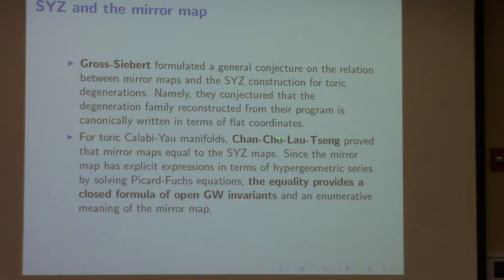This was proved in the case of toric geometry by these four authors: the mirror map equals the SYZ map. That's good, because this means the mirror map is explicitly expressed in terms of hypergeometric series by solving the Picard-Fuchs equation. And there are a lot of computations of them in the 1990s where we used it to compute the Gromov-Witten invariants. Now this mirror map itself provides a closed formula for open Gromov-Witten invariants in this setting. I think that's beautiful, but in general we still don't understand the meaning of the mirror map itself for much more general problems.